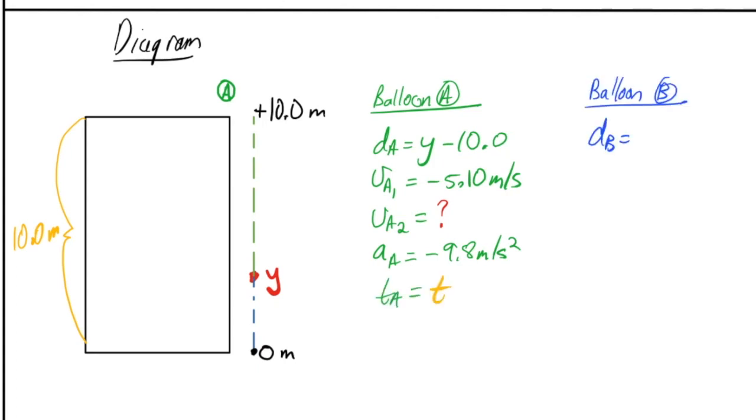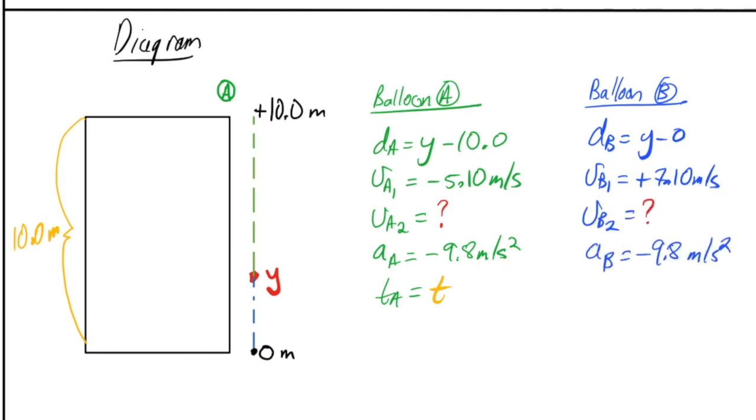So for balloon B, the displacement is going to be y minus 0. The VB1 is positive 7.10 meters per second. VB2 is unknown. The acceleration for section B is negative 9.8 meters per second squared, and TB is equal to T. Now, what we have done is we've gone from a total of 10 unknowns initially down to technically 4 unknowns. And those 4 unknowns are Y, T, VA2, and VB2.